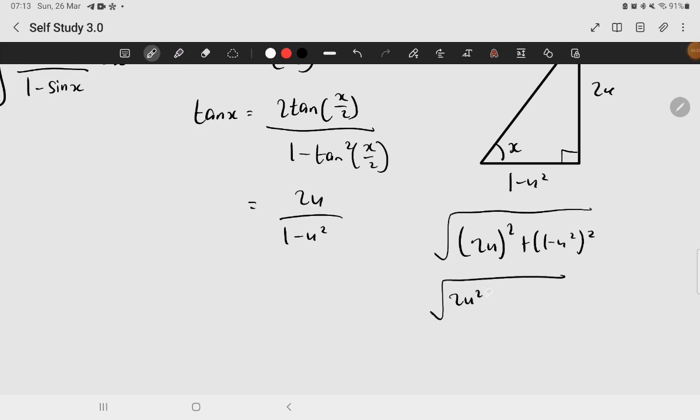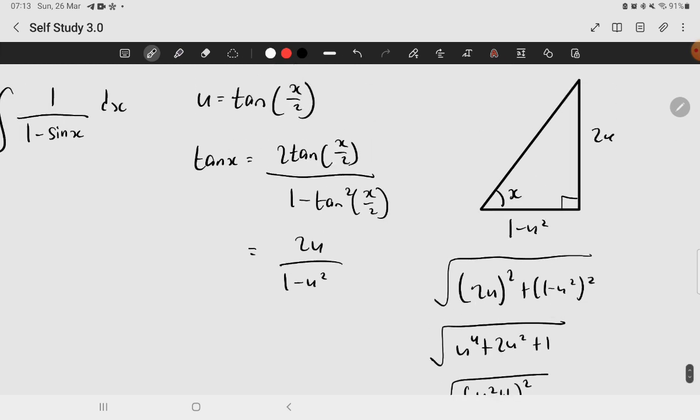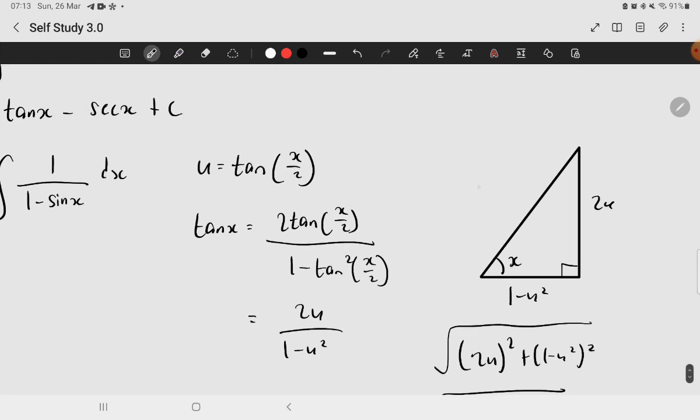Sorry, it's not 2u square, it's u to the power 4 plus 2u square plus 1. And we can express this in terms of a binomial term, so it will be u squared plus 1 to the power 2. Now, since u squared plus 1 will always be positive no matter what, we can ignore the absolute value that has been created here. Therefore, we will obtain u squared plus 1. Right, now the hypotenuse will be u squared plus 1.